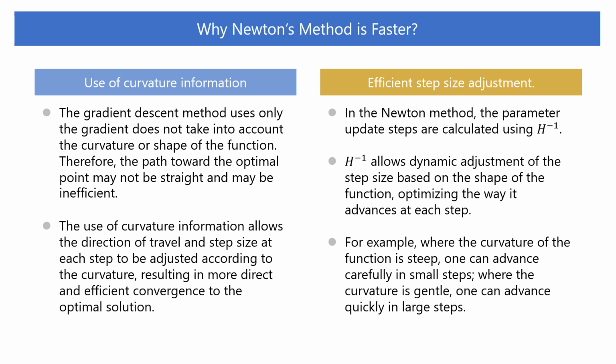The second is efficient step size adjustment. In Newton's method, the parameter update steps are calculated using the inverse of the Hessian matrix. This inverse matrix allows dynamic adjustment of the step size based on the shape of the function, optimizing the way it advances at each step. For example, where the curvature of the function is steep, one can advance carefully in small steps. When the curvature is gentle, one can advance quickly in large steps.